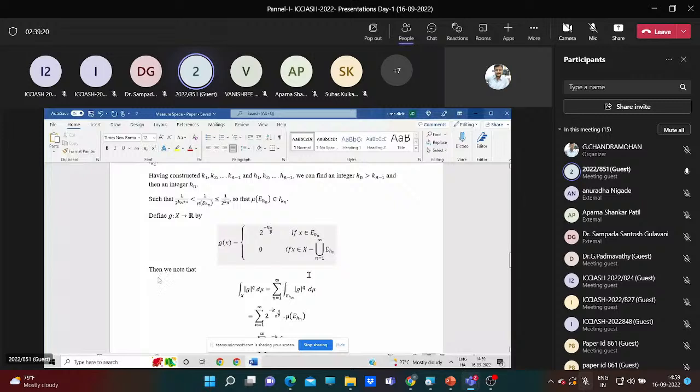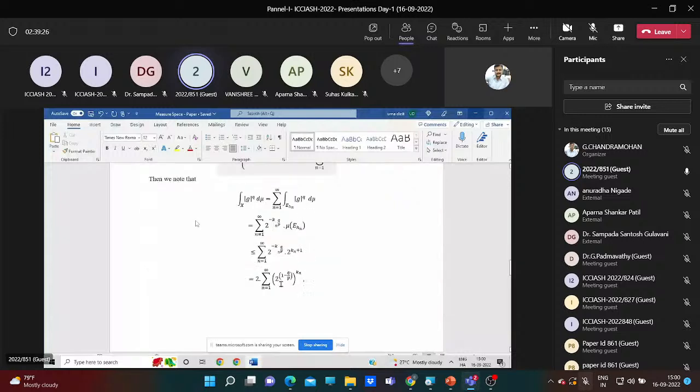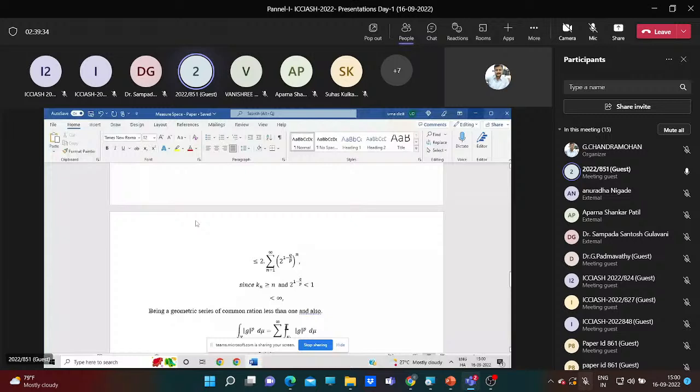What we see over here is that this turns out to be a geometric series, where the ratio 2 to the power n is less than 1. So it becomes a geometric series, and because 2 to the power n is less than 1, it converges. I have just written the explanation part over there.